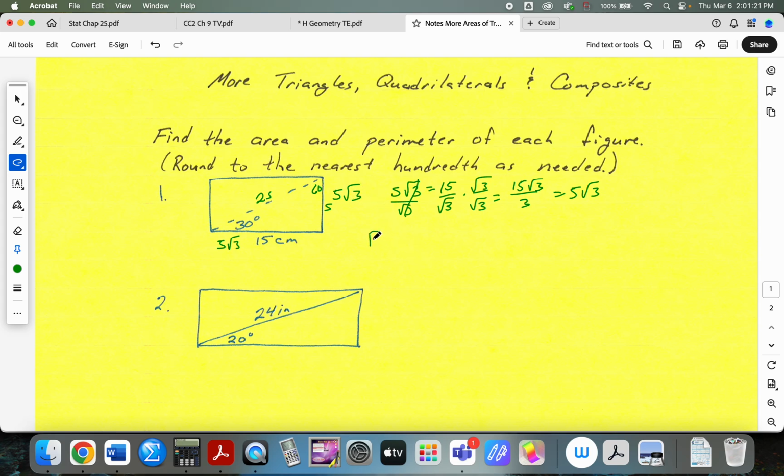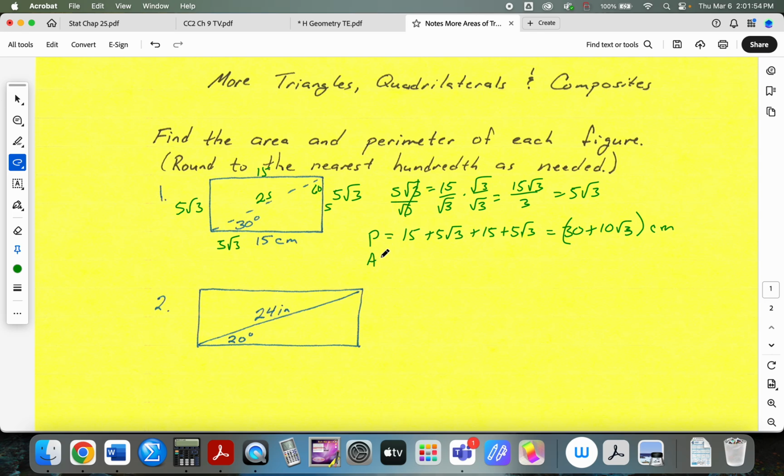So for the perimeter, I usually start at the top and go around clockwise, but it doesn't matter as long as you don't miss any of them. There's 15, a 5 square root of 3, a 15, and another 5 square roots of 3. That gives you 30 plus 10 square roots of 3. And because the units were centimeters and perimeter is just a distance, it's just centimeters.